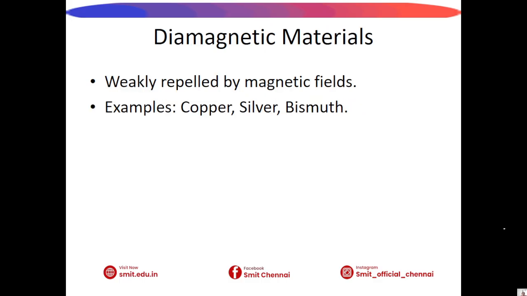First, we see the diamagnetic materials. Diamagnetic materials are weakly repelled by magnetic fields. They have relative permeability slightly less than 1. Examples include copper, silver, and bismuth. These materials do not retain magnetism and are generally considered non-magnetic in engineering applications.